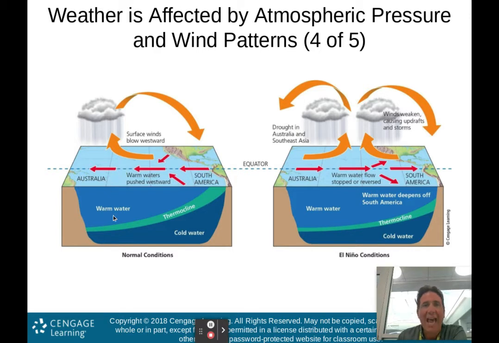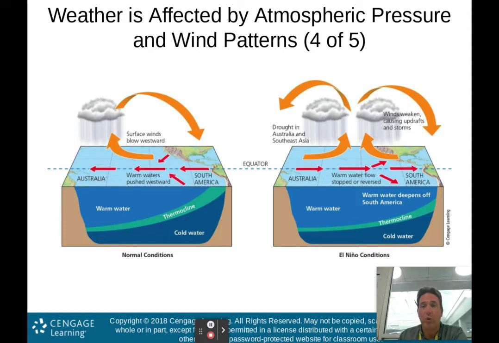So what then occurs is that colder water ends up upwelling, or coming up from the deep ocean, and sits off the coast of South America right here. Okay, this is what happens normally. All right, and these are the normal conditions. Warm water gets pushed westward, cold water upwells off the coast of South America, and that's basically normal.